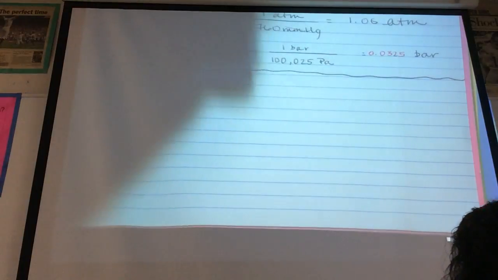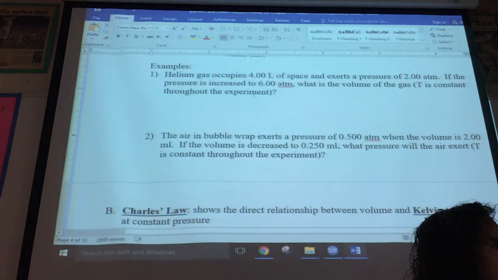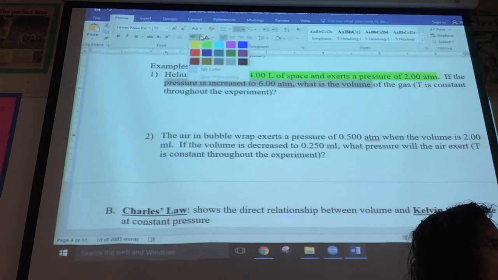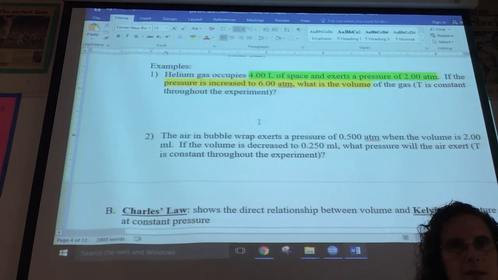In the first example, let me backtrack for a sec. It says helium gas occupies 4 liters of space, the volume, and exerts a pressure of 2 atmospheres. If the pressure is increased to 6 atmospheres, we want to know the volume. So we have 2 sets of conditions.